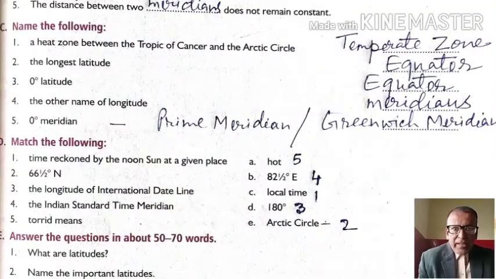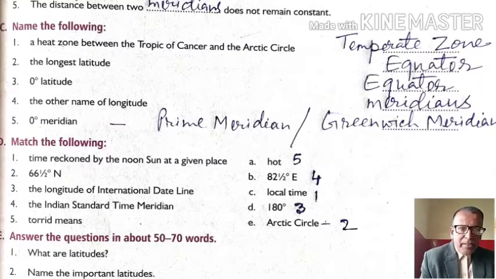Time reckoned by the noon sun at a given place. The answer is local time. Second, 66.5 degree N, north. That is Arctic Circle. Third, the longitude of international dateline. It is 180 degree. 4. The Indian Standard Time meridian. That is 82.5 degree east. 5. Torrid means hot.